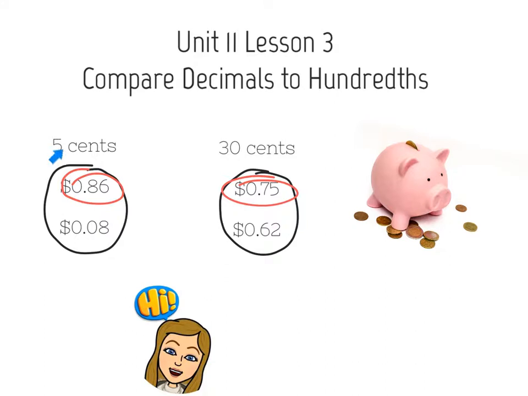Now, let's say it's in word form like this, 5 cents compared to 30 cents. Well, obviously you know that 30 cents is 3 dimes, whereas 5 cents is only a nickel or 5 pennies. 30 cents is automatically greater.